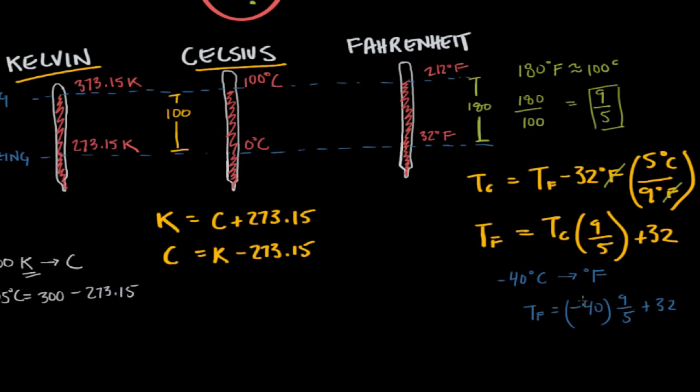And so we can reduce this term here, so 5 and negative 40 reduces to negative 8. So negative 8 times 9 plus 32. That's negative 72 plus 32. So the temperature in Fahrenheit would equal negative 40 as well. So negative 40 degrees Celsius is the same thing as saying negative 40 degrees Fahrenheit. That's kind of just a fun fact.